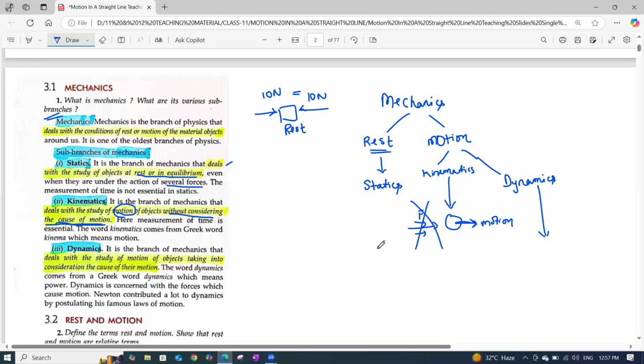While coming to dynamics, it is a branch of mechanics that deals with the study of motion of an object taking into consideration the cause of motion. So there will be a body. Here you are going to study who applied the force, how much force is applied, in which direction or at which angle the force is applied, and what external agencies are acting on the body. All these conditions we are going to study. If you study these conditions along with motion, it is known as dynamics. And if you are not studying the cause of motion, it is known as kinematics. So there are three branches: statics, kinematics, and dynamics.